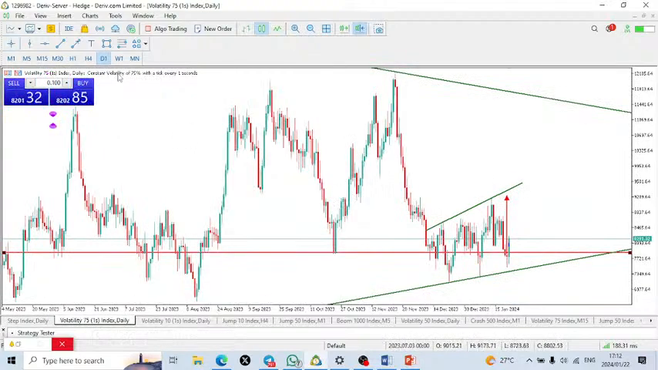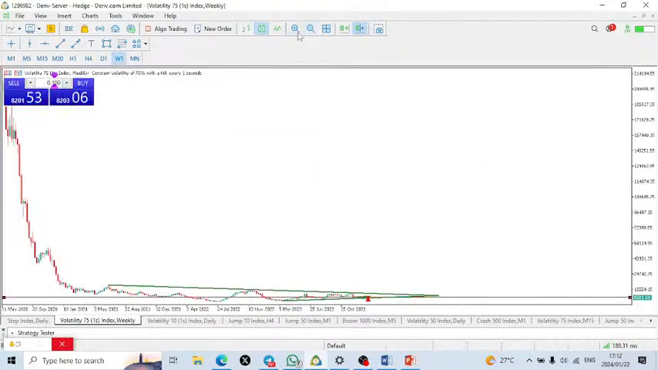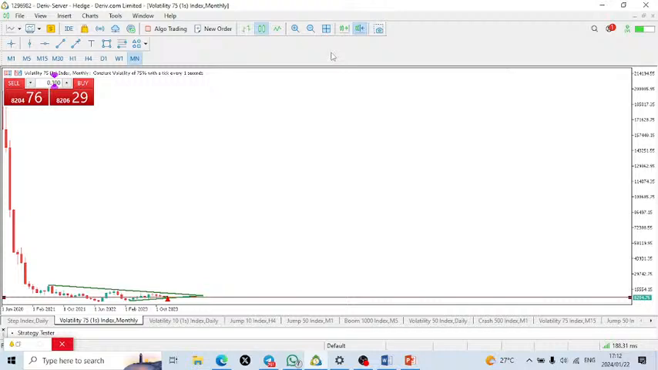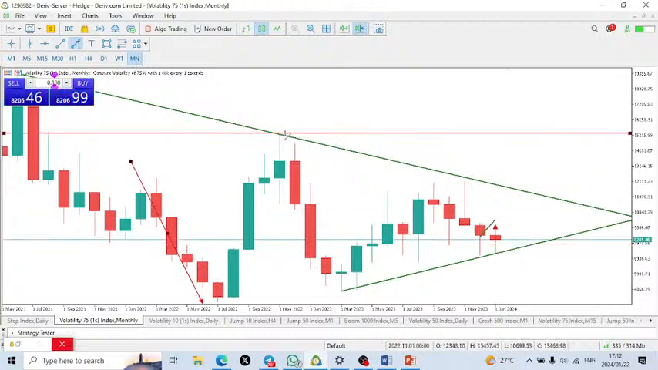Okay, then we're going to move on to Volatility 75 1S. So what we can see is that if you go on the monthly time frame, price is bearish. Price was moving down. Why? Because we can see a series of lower lows, lower highs.